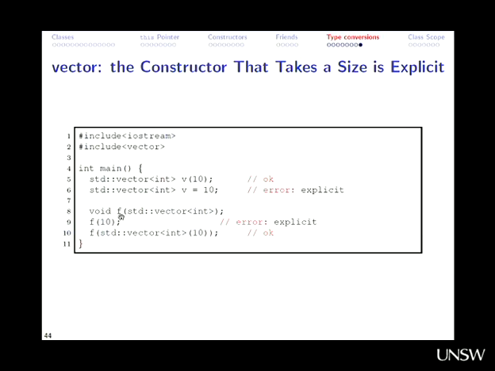Say we had void f here, and void f took in a std::vector. We can't say f(10) like we had before because it's explicit. But we can manually construct it. So some things in the standard template library are implicit and some things are explicit.